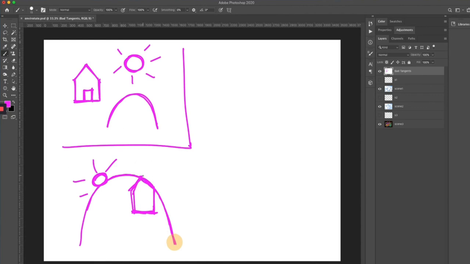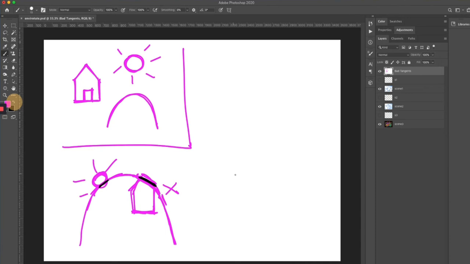So there's the hill, and the line of the hill and the line of the house are sharing lines, and we're not sure whether the sun is sitting on the hill or meant to be behind or in front. So that is not the right way to do it, obviously. These areas here are bad tangents. They're areas where lines are shared when they don't need to be shared.